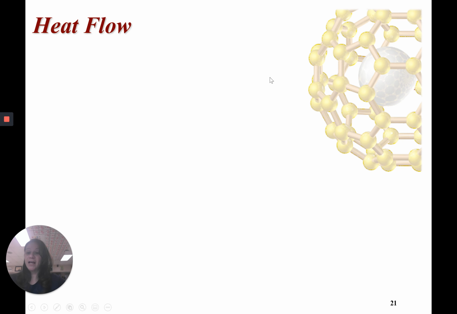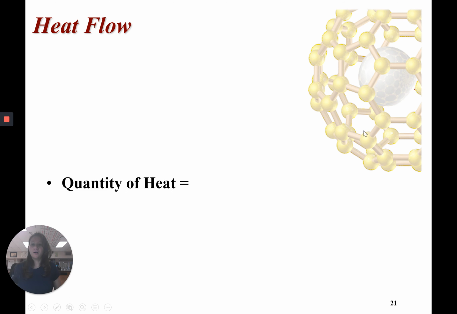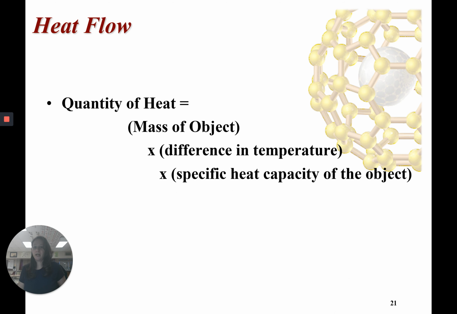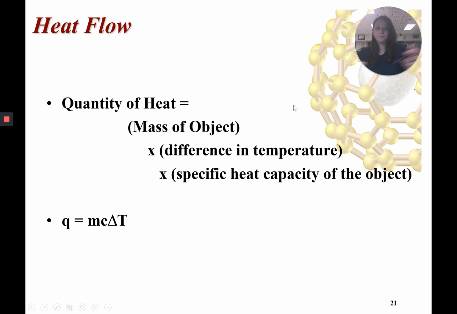So let's put all this together. The three factors that we have talked about so far are mass of the object, the difference in temperature, and the specific heat capacity. So if we multiply all three together, you're going to get the quantity of heat. And the equation is Q equals mc delta T. Q is the heat that is measured in joules. So this stands for quantity of heat.